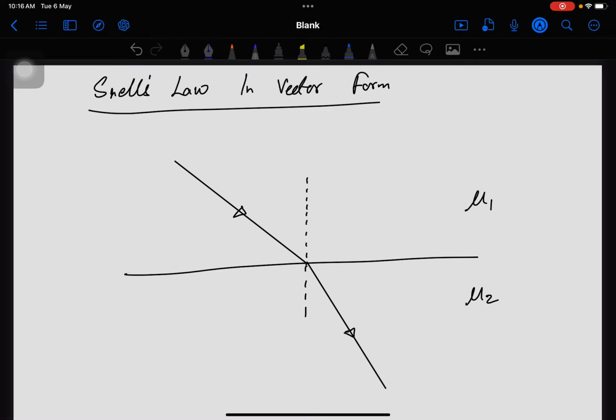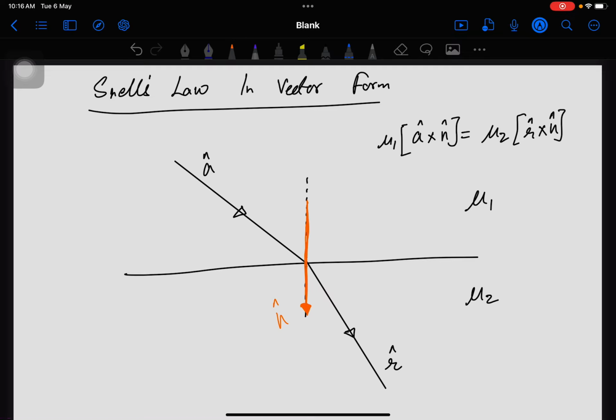Now in the vector form, Snell's law goes like this: mu1 times the incident unit vector a cap cross product with n cap is equal to mu2 times the refracted unit vector r cap cross product with n cap. What is this quantity called n cap? It is the unit vector which is normal to the boundary, and it points from the first media into the second media. This is your n cap.